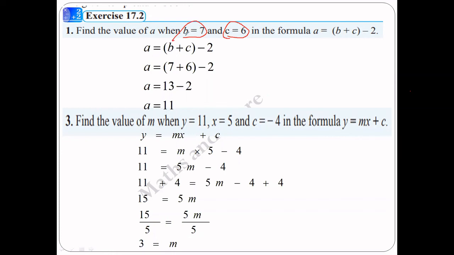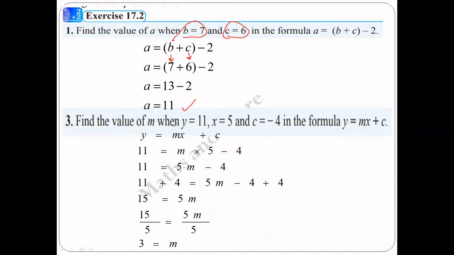So put 7 for B. Then A equals 7 plus C, and put 6 for C. Substitute this way: minus 2. B is 7, C is 6. 7 plus 6 is 13. So 13 minus 2 is 11. So A equals 11. Okay. Substitute and simplify. Look at this one.